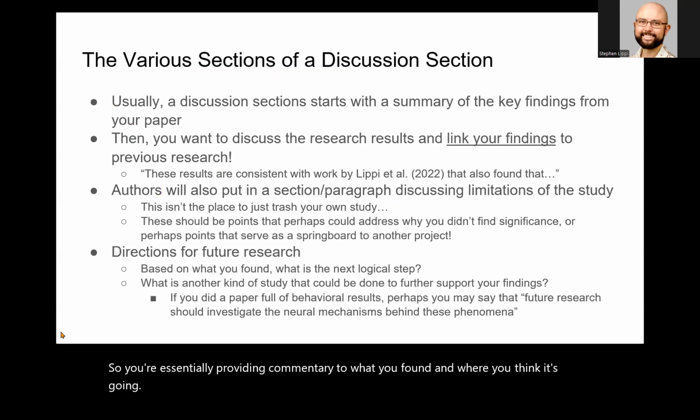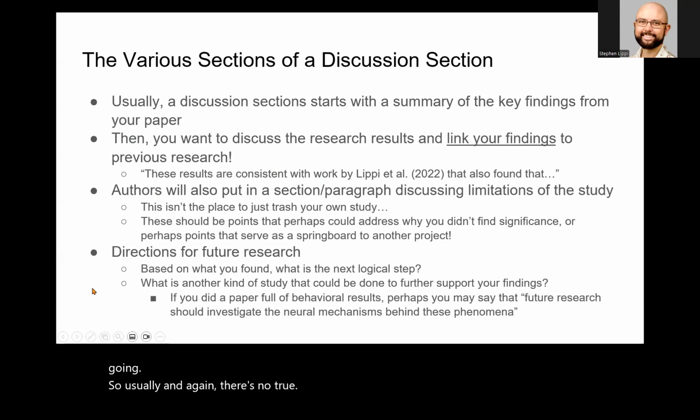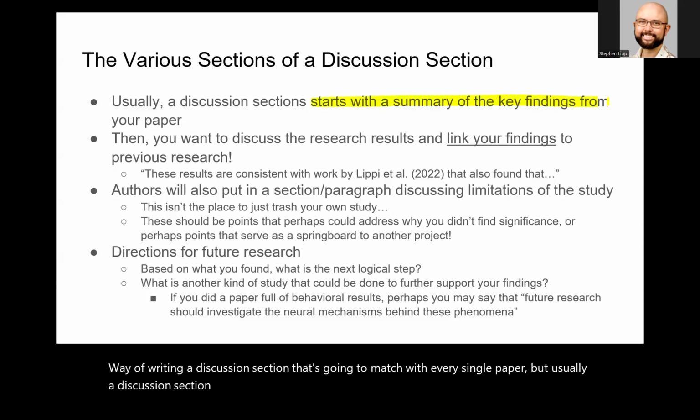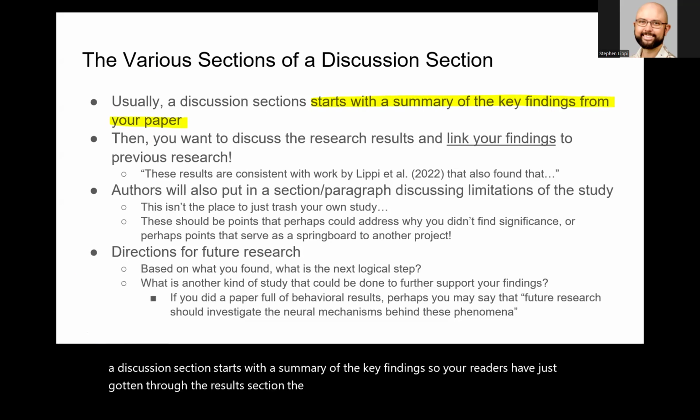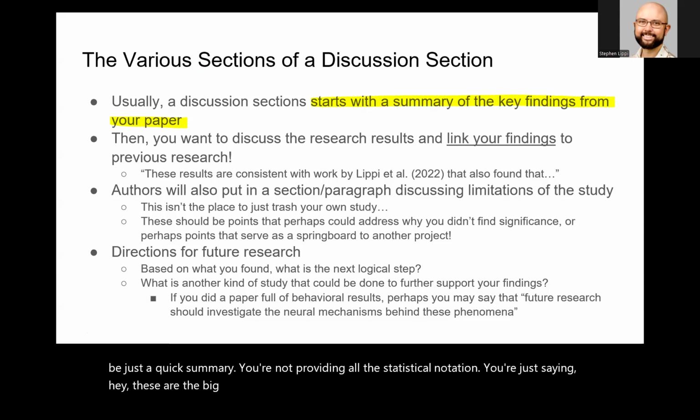So usually, and again, there's no true way of writing a discussion section that's going to match with every single paper, but usually a discussion section starts with a summary of the key findings. So your readers have just gotten through the results section. The very first paragraph of the discussion section tends to be just a quick summary. You're not providing all the statistical notation. You're just saying, hey, these are the big ideas. These are the big key findings from my paper. And then you are going to start expanding on that.